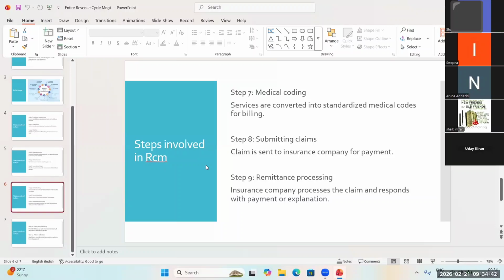So I already told you what HIPAA is. It's basically protecting patient health information. And CMS means Centers for Medicare and Medicaid Services. Do you know what Medicare and Medicaid are? One of the topmost questions asked in interviews. Medicare and Medicaid are US government-based health payers. What is the difference between Medicare and Medicaid?